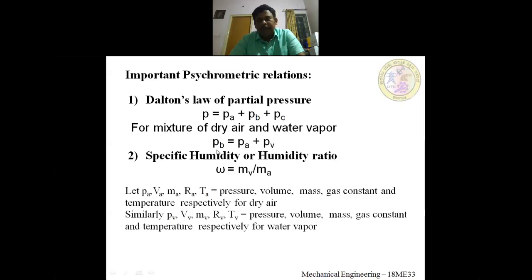Here I have written PB, because the atmospheric air pressure is measured with an instrument known as a barometer, so it is also known as barometric pressure. That is why I have represented it by P suffix B. The total pressure of the atmosphere is nothing but the summation of the partial pressure of dry air plus the partial pressure of water vapor.